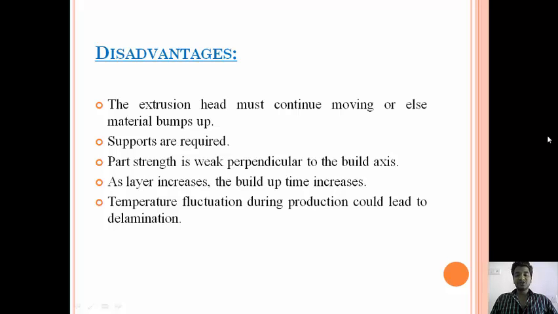Temperature fluctuation during the production could lead to delamination. If we increase or decrease the temperature, the proper bonding will not happen. For a particular material to form a bond, it needs a particular temperature. If temperature fluctuation is there, it will cause debonding, which will result in delamination. Delamination is a process in which one layer will not merge with another layer, and it will result in model failure.